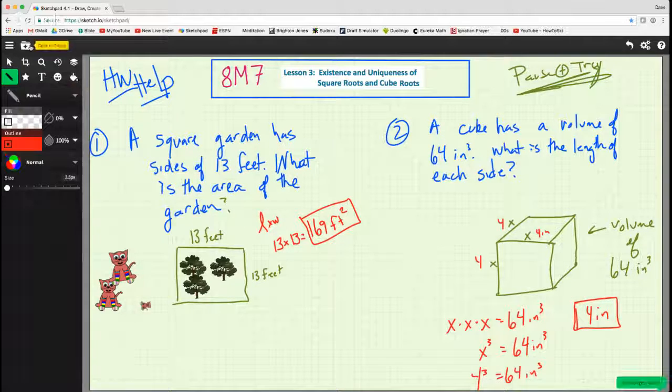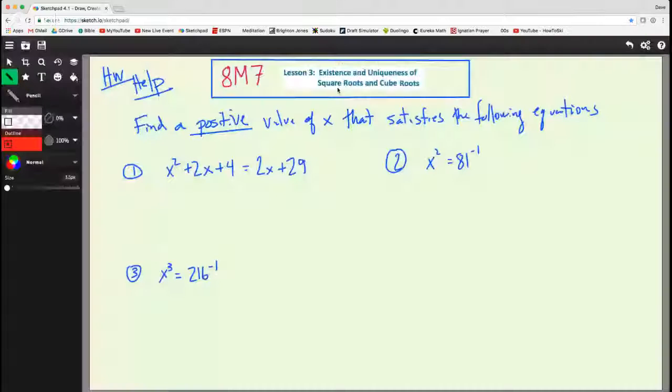All right, let's move along. Here we have some algebra problems, and this is our final homework help. Find positive values of x that satisfy the following equation. So remember, this is 216 to the negative 1 power. Okay, well, here we go. So I want you to pause and try.